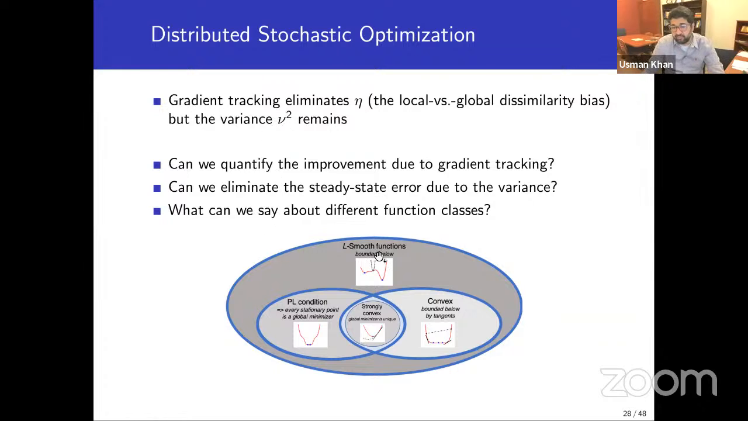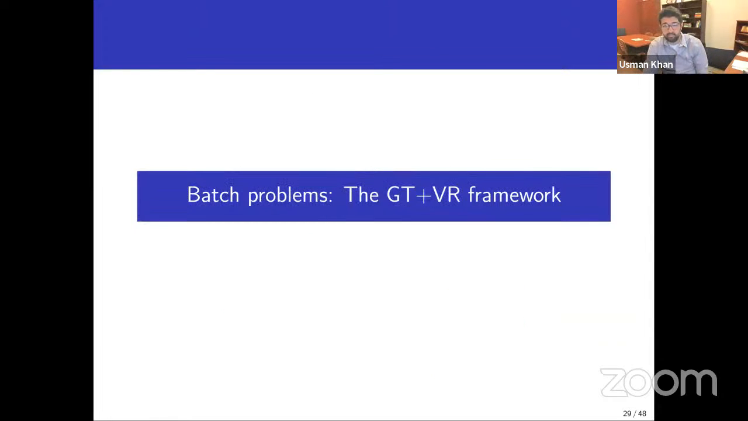And what can we say about different function classes? So again, convex, strongly convex. We have done some work on the PL condition functions and general non-convex problems. So here I will just pick a slice of some algorithms that we have considered. And I want to motivate this new framework that we proposed a few years ago. So this is what we call gradient tracking plus variance reduction framework.